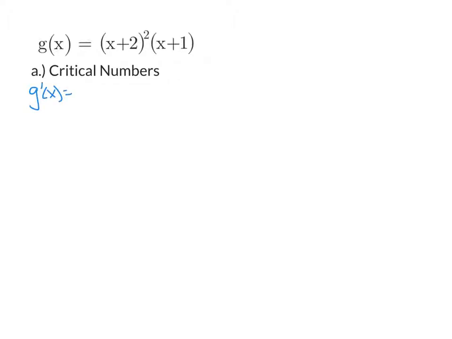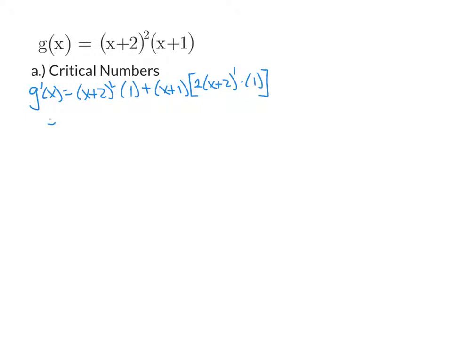Since we're taking the product of two things, we have to use the product rule, which says 1 times the derivative of the second, so the derivative of x plus 1 is just 1, plus 2 times the derivative of the first. And since (x plus 2) squared is a chain rule, we have to take the derivative of the square, which would be 2 times (x plus 2) to the first, and then multiply by the derivative of what's inside, which is just 1.